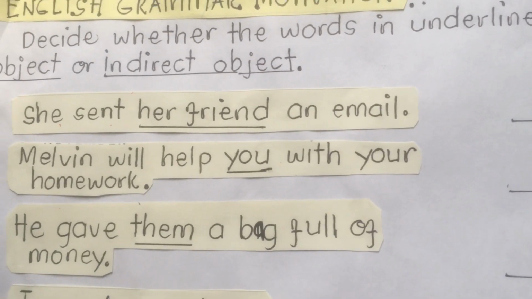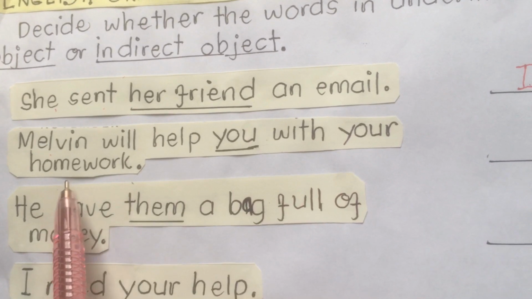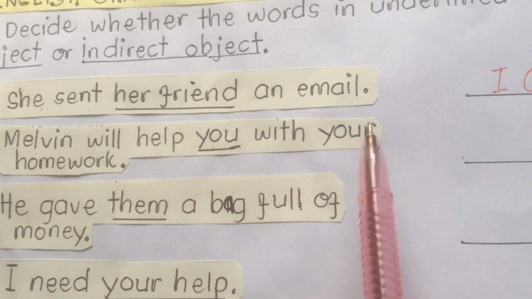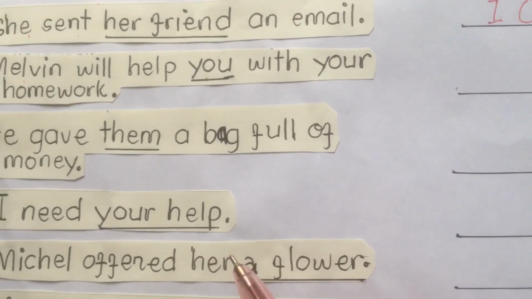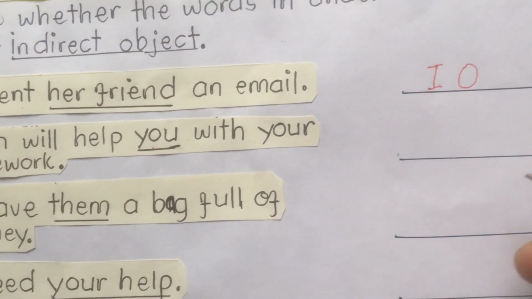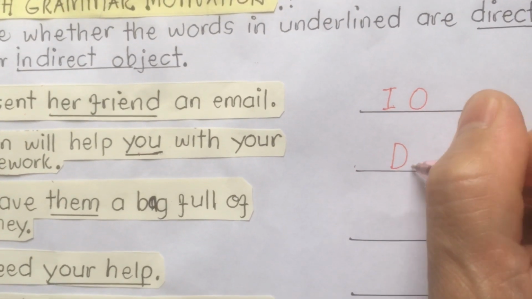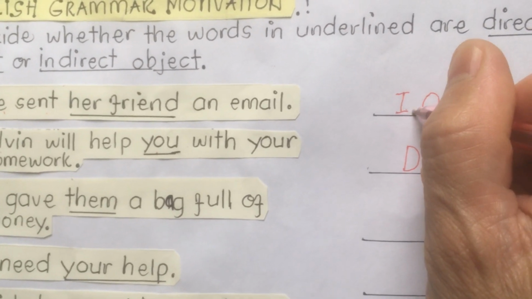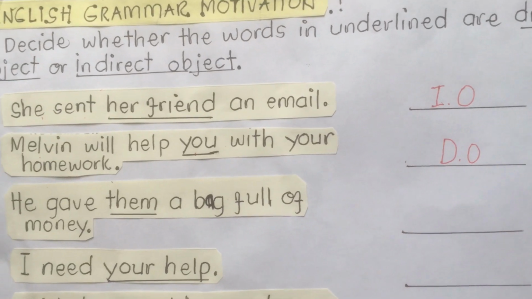Number 2, Melvin will help you with your homework. To underline the word you. Is that direct object or indirect object? Okay, I'm going to write now so we can make it short form class by writing D and O. That means to say indirect object or direct object for DO.